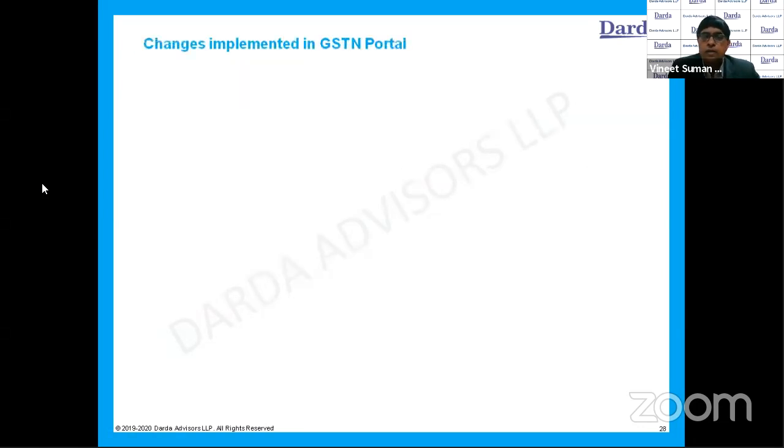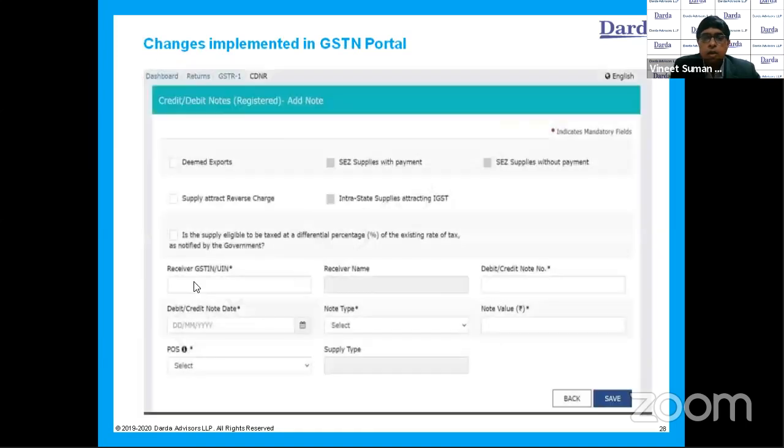As you can see here in the screenshot, you have to give it based on the receiver's GSTIN/UIN number. You will have one debit note or credit note for multiple invoices, but it should be connected to only one vendor. You cannot have one debit note for multiple vendors. And you need to again define deemed exports, supplies with payment, supplies without payment, supply attracting the reverse charge, and intra-state supply attracting IGST.